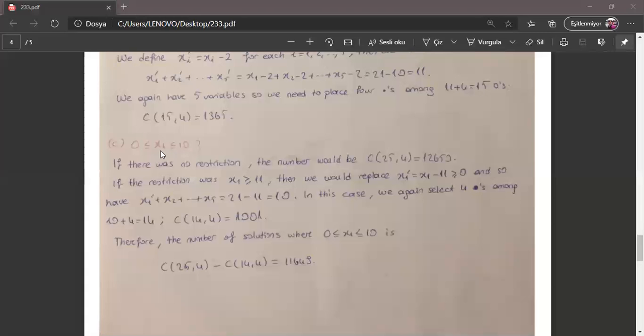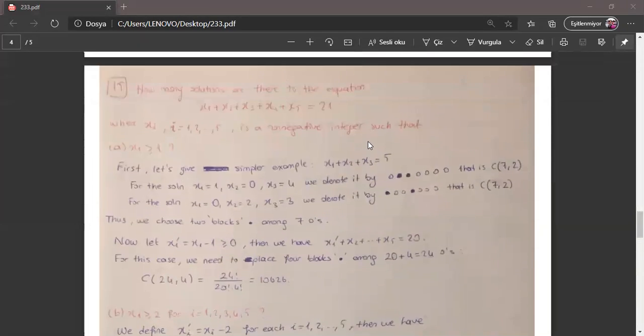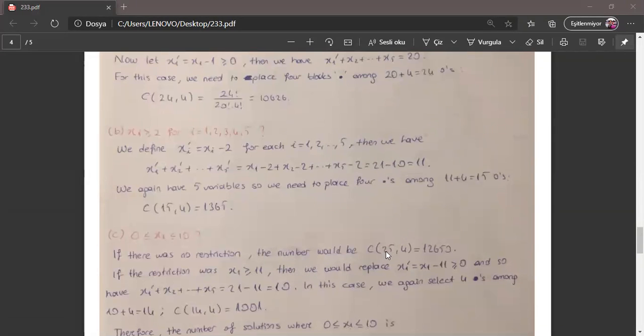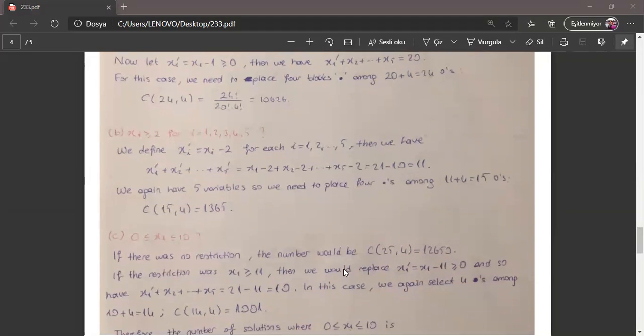Now we have this condition. If there was no restriction, the number is this, right? So we had 21 here. We need to pick 4 blocks. So we have 21 plus 4, which is 25. Okay, 4 blocks. So we have this number if there was no restriction.